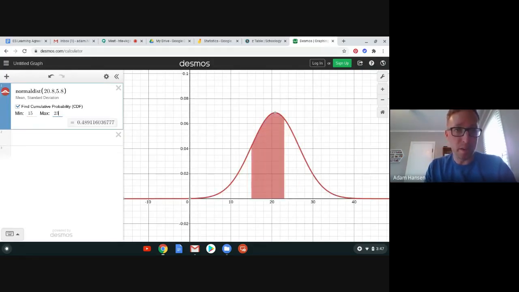We can find this on Desmos by setting our min and max to 15 and 23. It had a final value of 0.4891, which is approximately the same result we had. Notice that I'm shading in this middle portion here, about half of the normal curve. The z-score kind of puts everything on the same scale. It tells us how atypical, how far from the mean in terms of the standard deviation, a given data value is for our normal distribution.